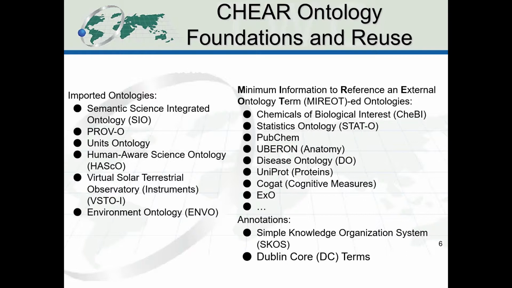We import, so basically we pull in these definitions from a lot of pretty heavily reused ontologies, and then we use MIREOT, minimum information to reference an external ontology term. So we pull in the terms that are needed. Like ChEBI, chemical entities of biological interest. STATO is a well-used statistics ontology, PubChem. A lot of these are NIH funded, and a lot of these have been funded for a decade or more.